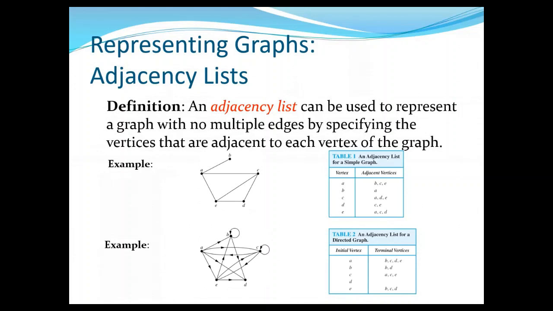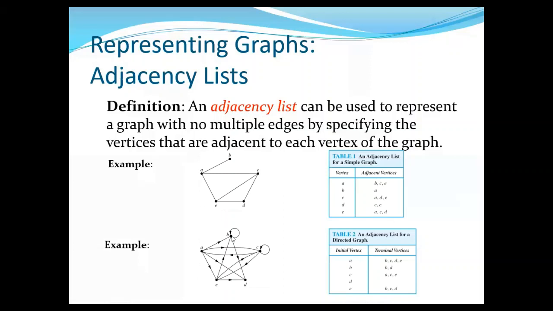Another example is this graph. It is a directed graph. For a directed graph, the first column will be the initial vertex, and the second column will be the terminal vertices. For example, A is the origin of the path, the initial vertex, the start point. A could go to B, to C, to D, and E. So I'm going to list them in the second column, which refers to A.